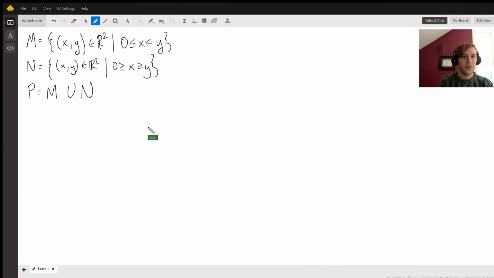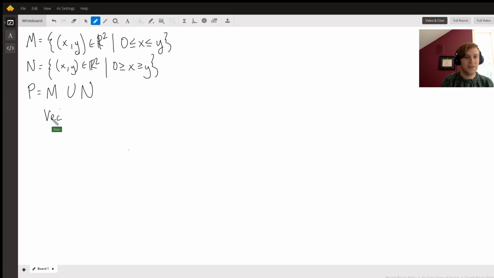Now, what we have here is the set M, the set N, and the set P, which is equal to M union N. What does that mean? That means that the set P consists of all the vectors in the set M and all the vectors in the set N. So let's think of some vectors that are in M and some vectors that are in N, because if any vector is in M or in N, it's automatically in P because it's the union of both of those sets.